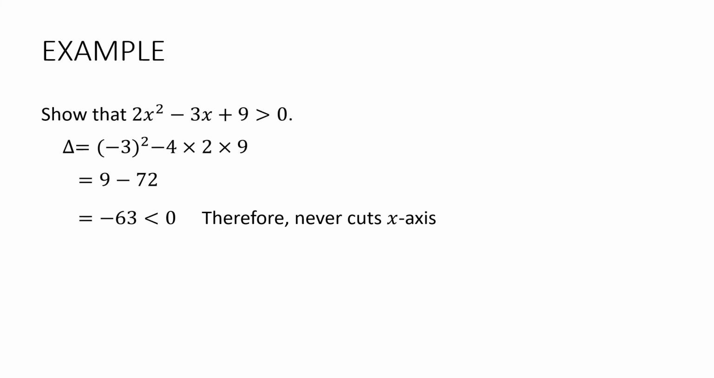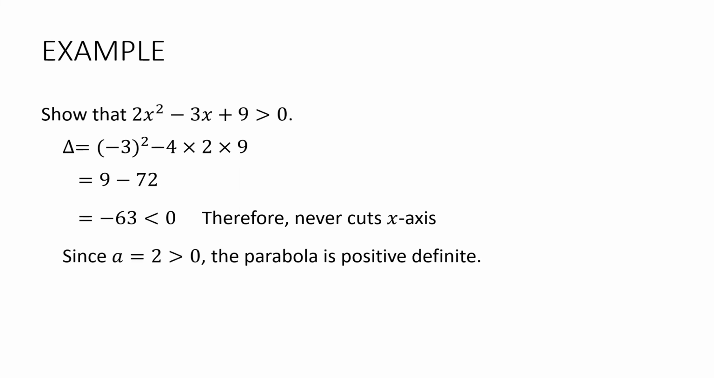So it's either going to be definitely positive or definitely negative. We just got to look at the concavity of it. So since a is equal to 2, which is greater than 0, it's concave up, it is positive definite. Therefore, 2x squared take away 3x plus 9 is always greater than 0.